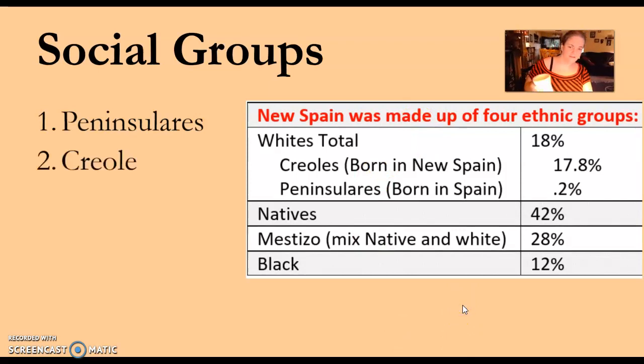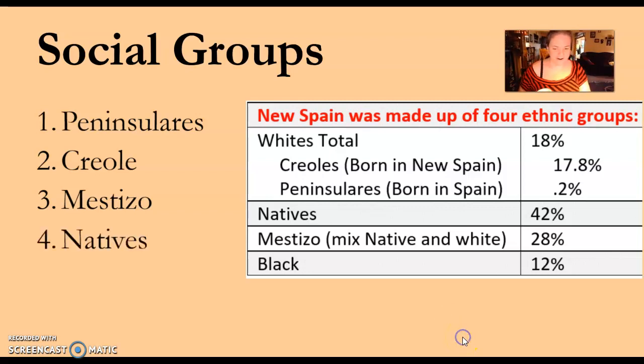So, those words again. Peninsulares, people born on the Iberian Peninsula, actually Spain. Cool. The Creole people, which are just people who are of the exact same descent and families or not, but born in New Spain. Mestizos, which is just mixture, native and white. The natives, and the Africans. Fantastic. All right, did you get those?